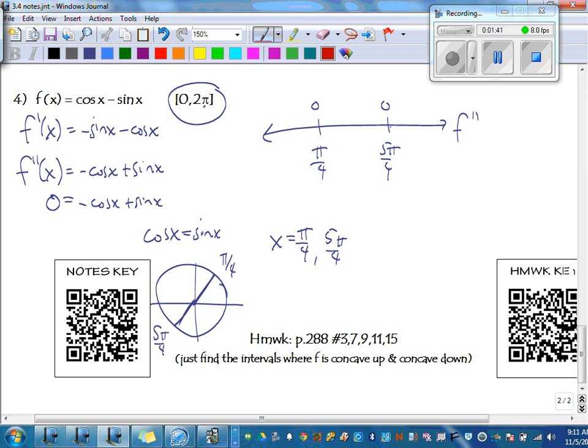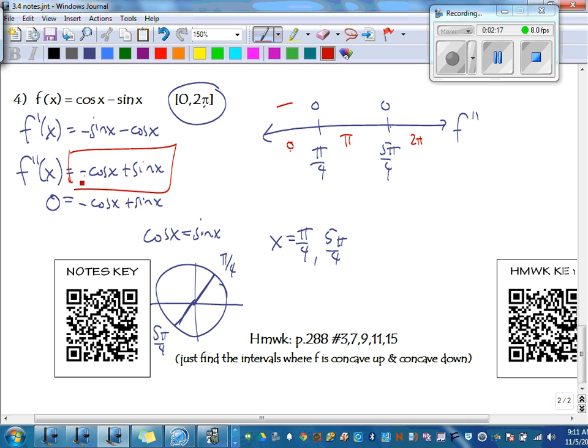Now we want to test some values in our second derivative. So we can use 0, pi, and 2 pi. And those would probably be the easiest ones since they're included. We can use 0 and 2 pi in there. If we put 0 in, cosine of 0 is 1, but then we got that negative out there, so we get negative 1. Plus sine of 0 is 0, so we get a negative answer there. So the second derivative is going to be negative on that interval.